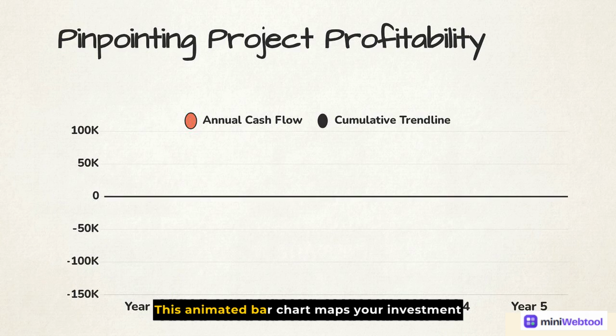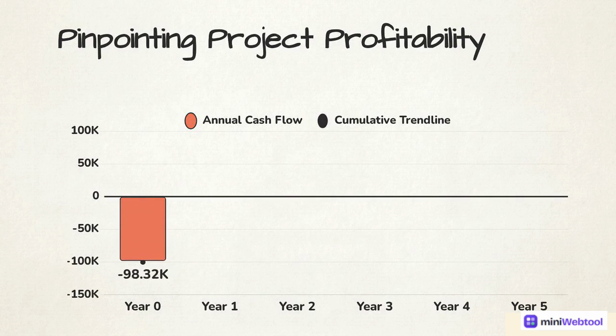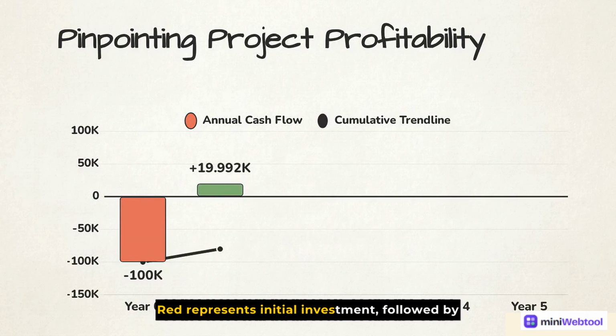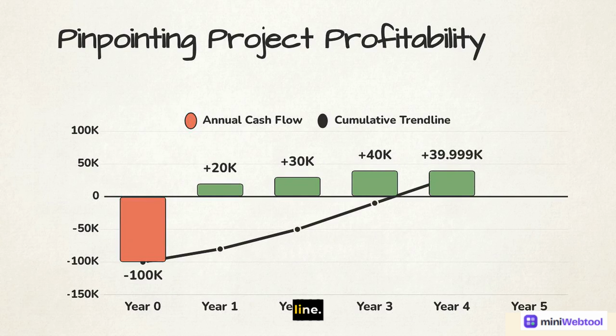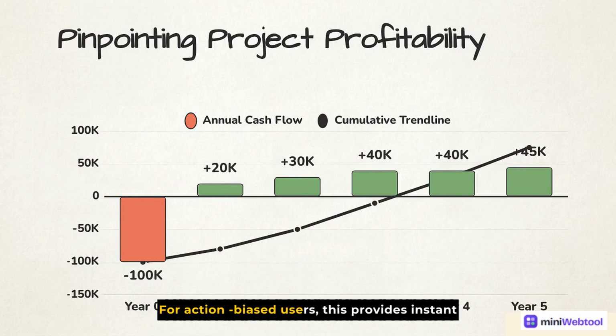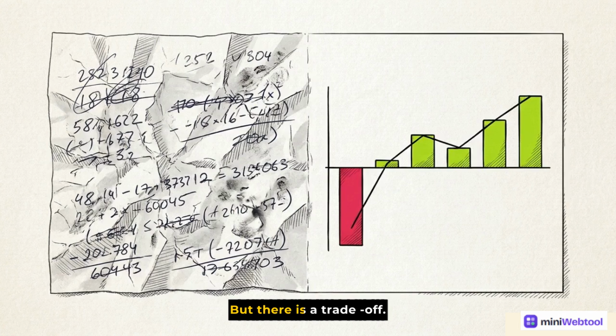This animated bar chart maps your investment timeline. Red represents initial investment, followed by green future cash flows, and a cumulative trend line. For action-biased users, this provides instant clarity, letting you pinpoint the exact moment the present value crosses zero and turns profitable. But there is a trade-off.